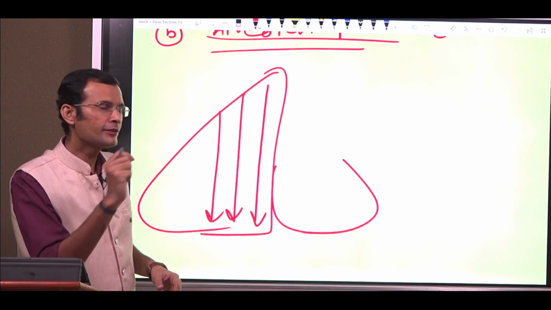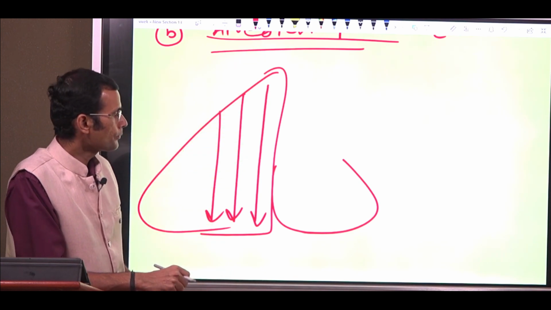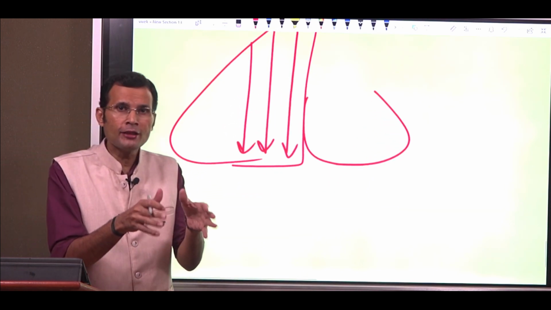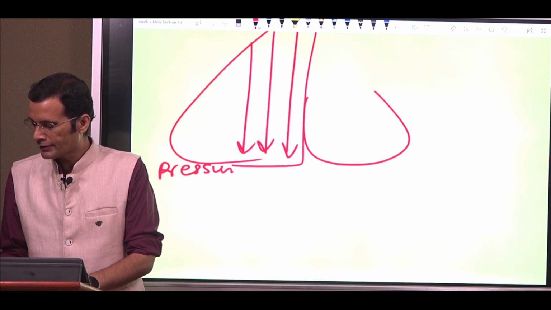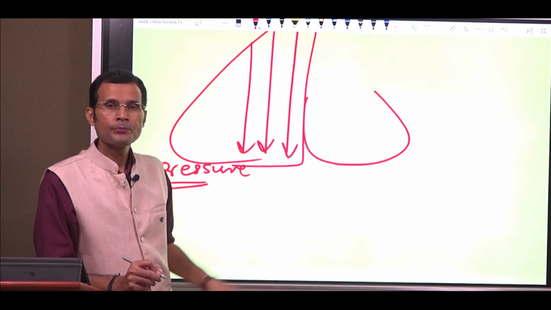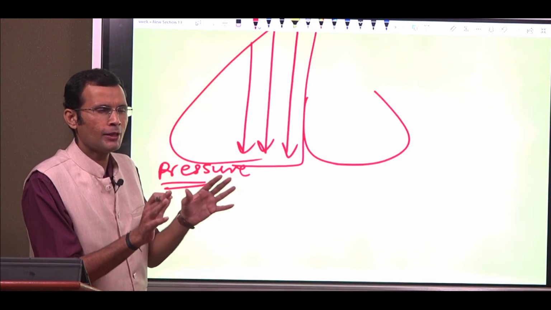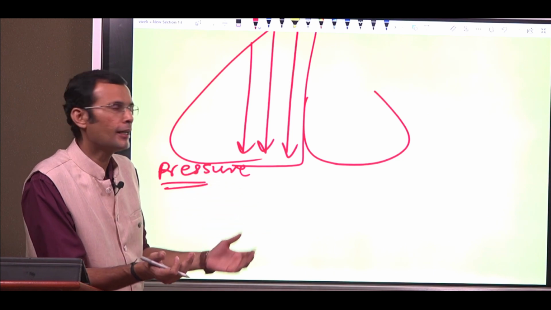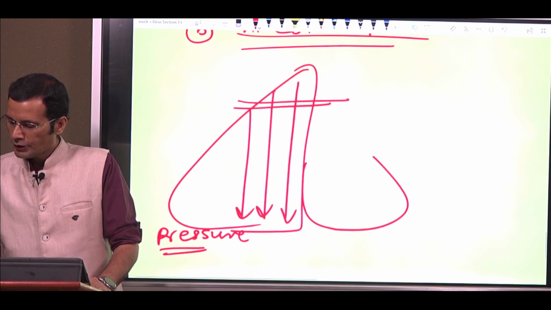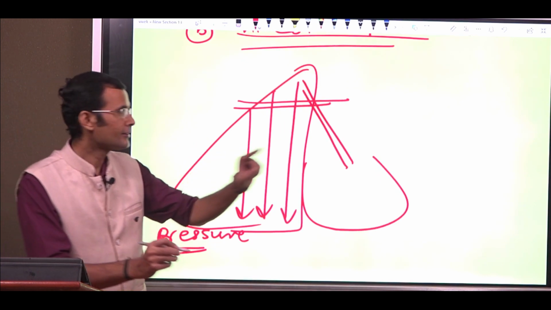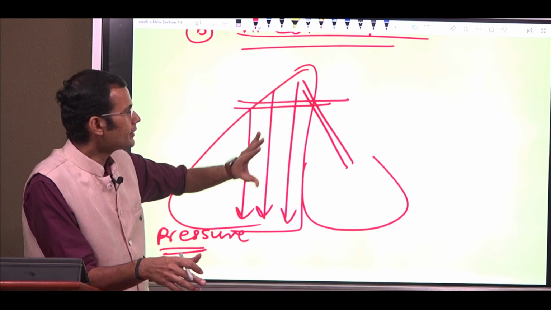So the first point that you should understand is that as you go from apex to base, due to this hydrostatic factor, or gravity, the pressure inside the vessels in the lungs will go on increasing. That's one point you should clearly understand. At the apex, the heart is pumping. Well, again, this is a diagrammatic representation.